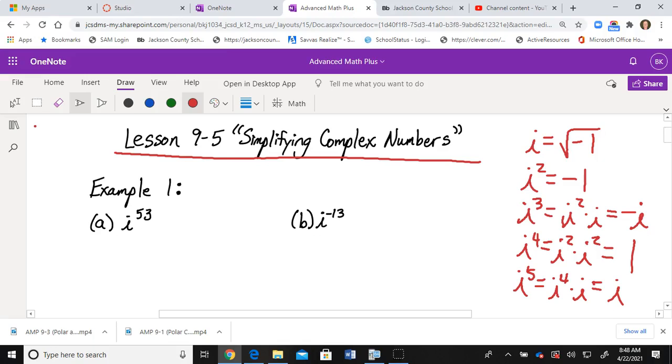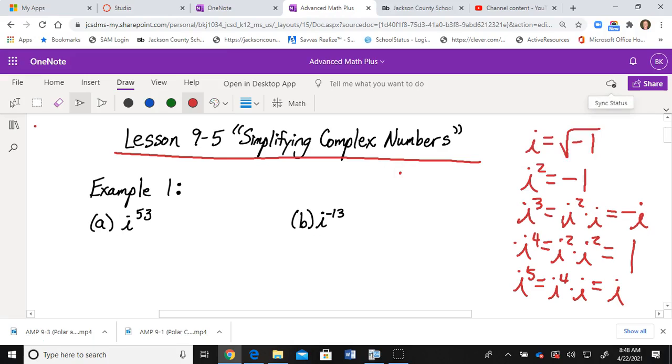Which one gives you an answer of 1? Every 4th one, your answer is going to be 1. So i to the 8th is 1. i to the 12th is 1. i to the 16th, i to the 20th. Does everybody see the pattern? If the number is divisible by 4, what's your answer going to be? 1.